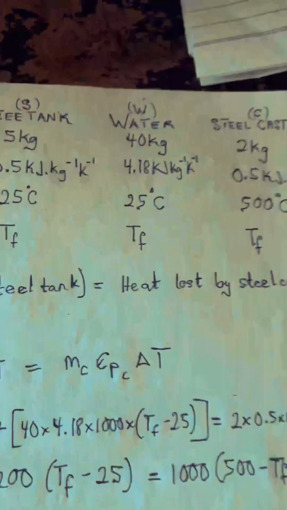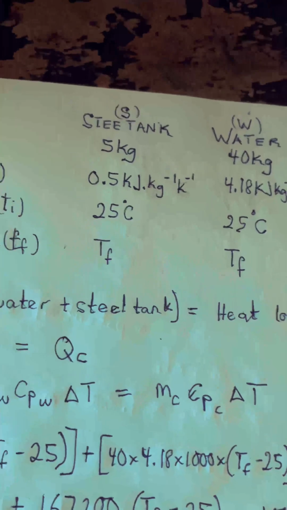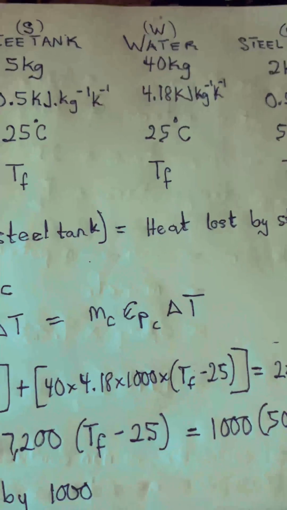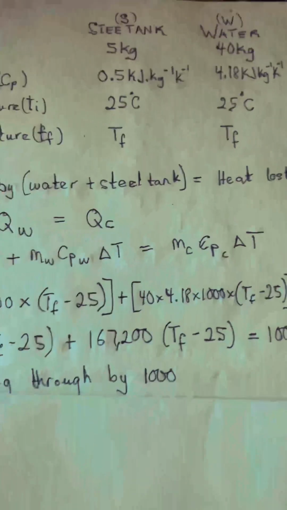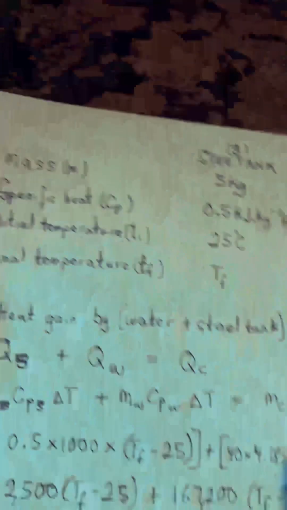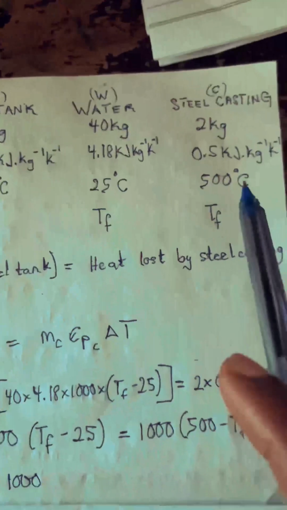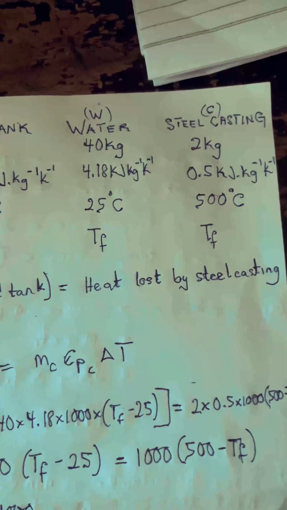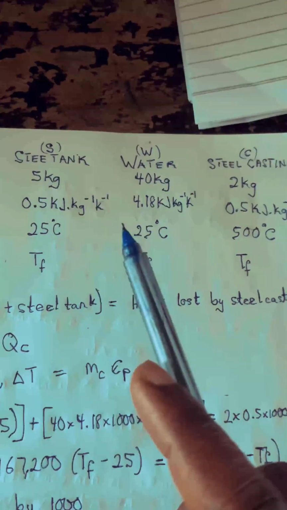Insulated, that means it's what? It's an adiabatic process, or the boundaries are adiabatic. That means there will be no transfer of heat between the system and the surrounding, because the boundary is not diathermal. So here the steel casting has a higher temperature compared to the steel tank and the water.